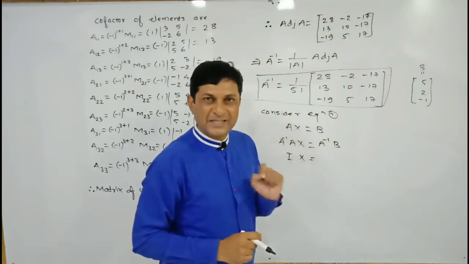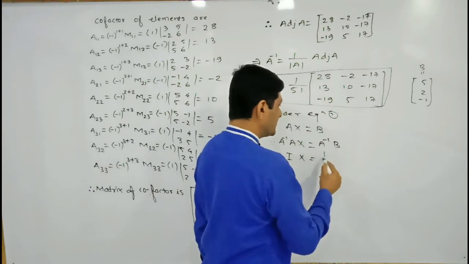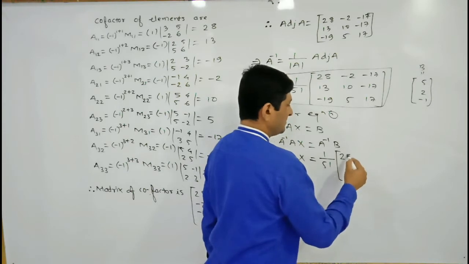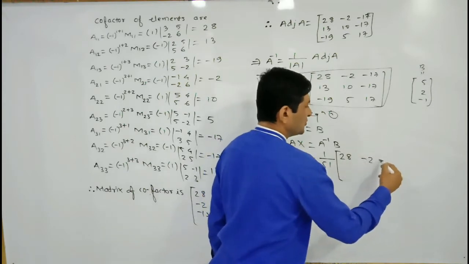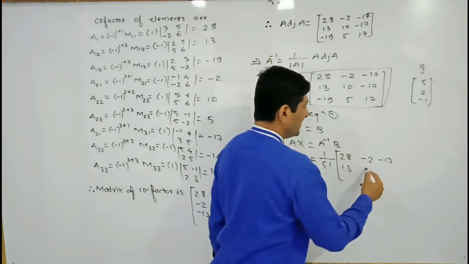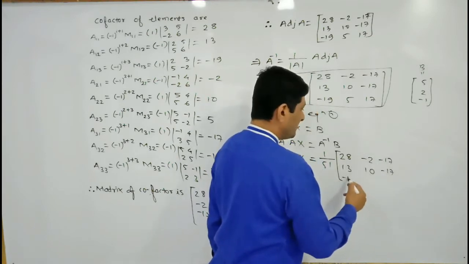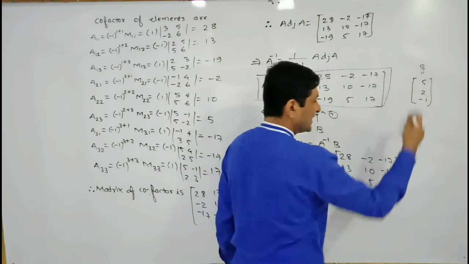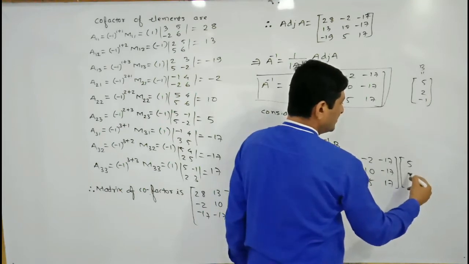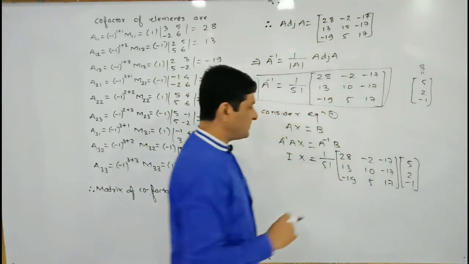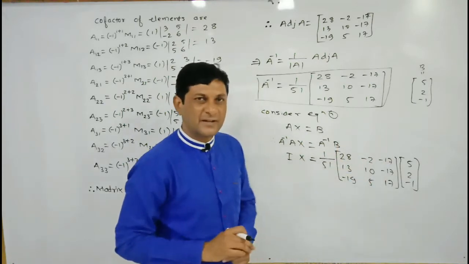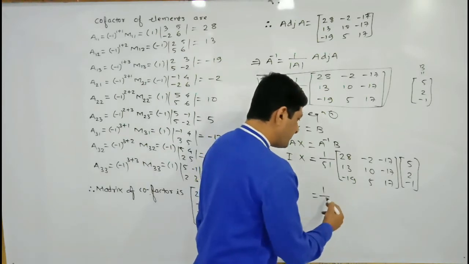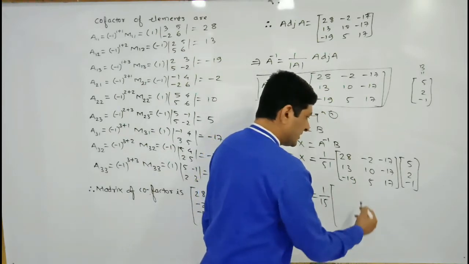On this side we are replacing A inverse by its value, where the value of A inverse is 1 upon 51 into the matrix with elements 28, minus 2, minus 17, 13, 10, minus 17, minus 19, 5 and 17, into B, where these are the elements of matrix B: 5, 2, minus 1. Once the values of A inverse and B are substituted, let us simplify by taking the multiplication of these two matrices. So here 1 by 51 we keep as it is.